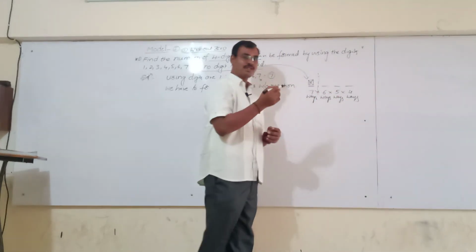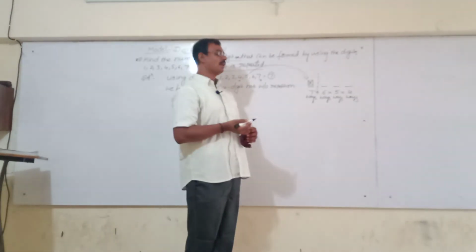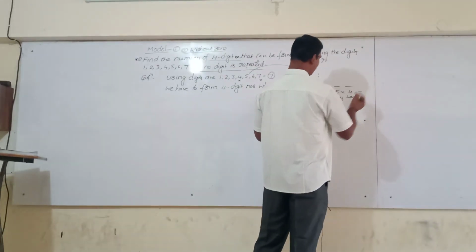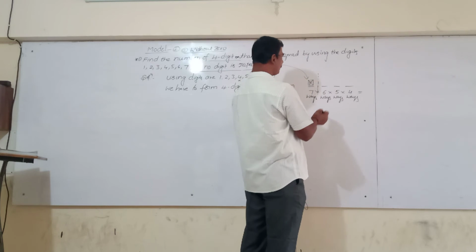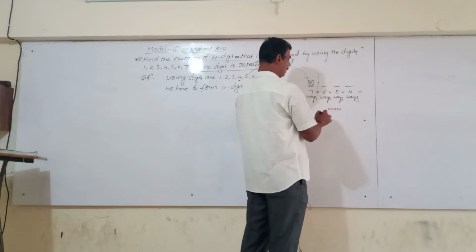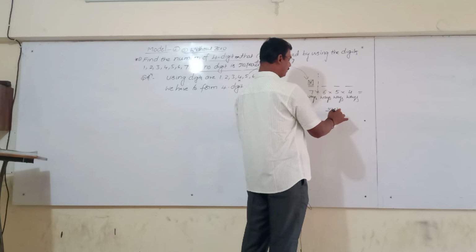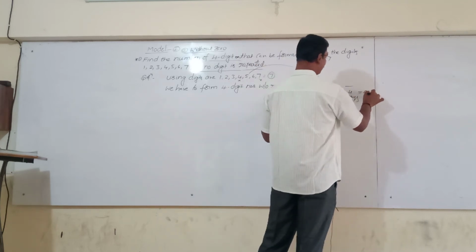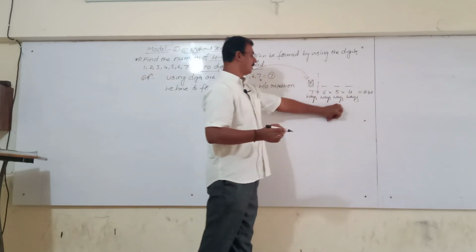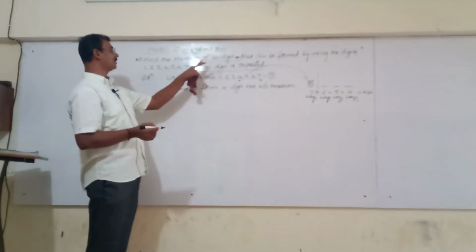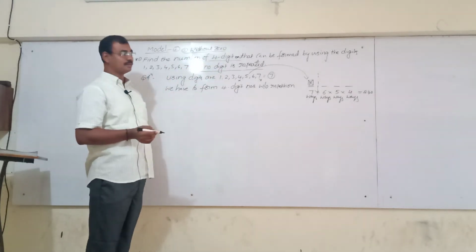So which rule do we use? The fundamental principle of multiplication. What is the answer? Calculate: 7 into 6 is 42, 5 into 4 is 20, so the total is 840. The total number of ways equals 840 ways. This is the procedure to calculate 4-digit numbers without repetition.